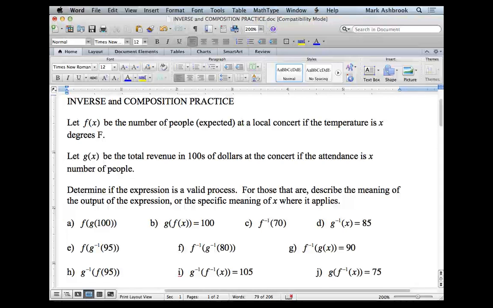So the challenging ones are at the bottom. So you do one or two of those. F through J. F through J is where it gets challenging.